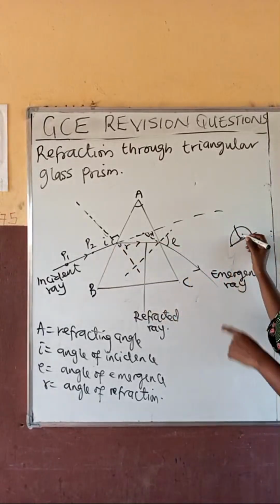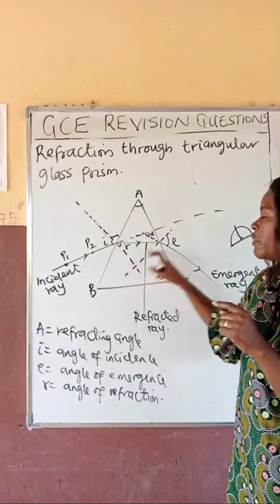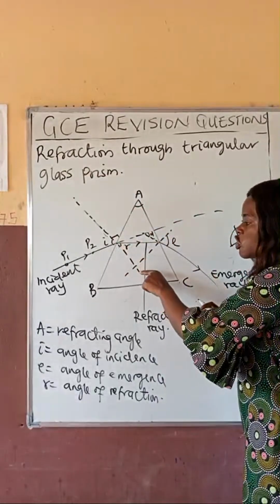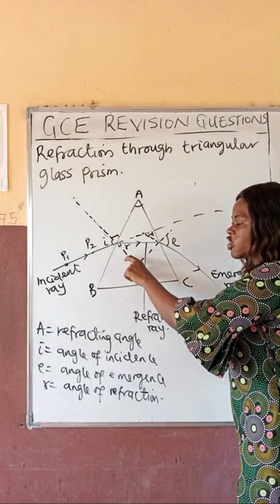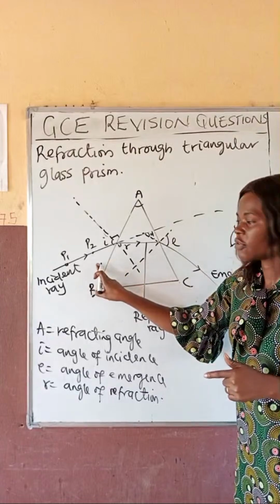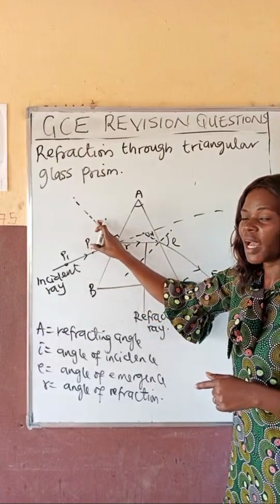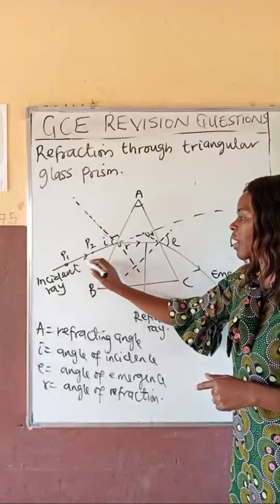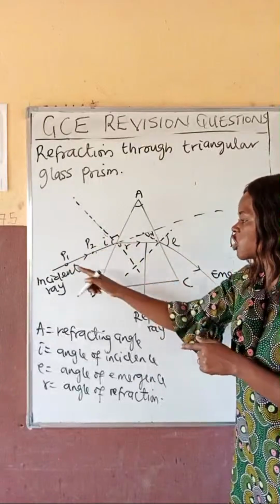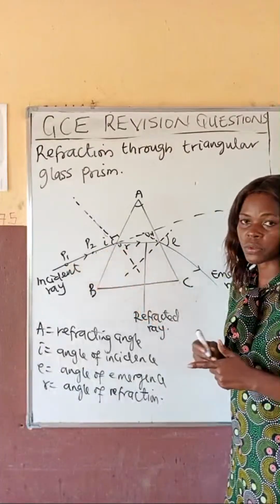Then put this protractor here, on this point, and measure your normal, which is this line. Once you measure your normal, you join this point and extend it inside the prism. Then the next thing you do is measure your angle of incidence, by putting your protractor back and measuring the angle from here to here. Then you can put your 2 pins, P1 and P2.